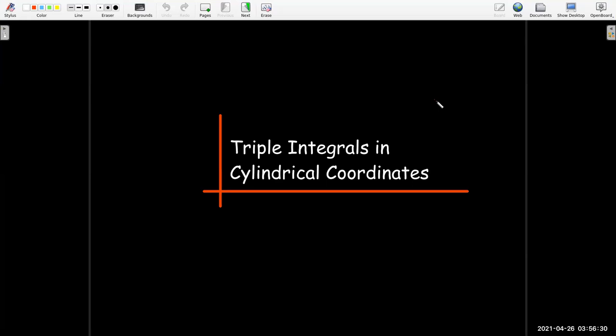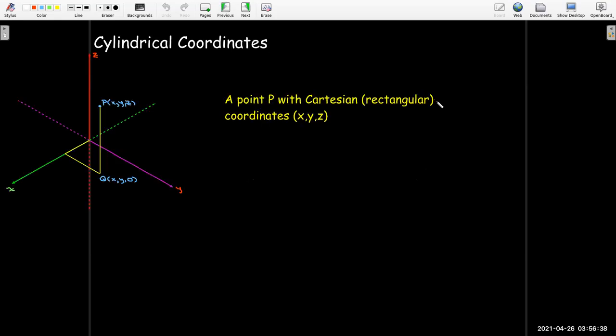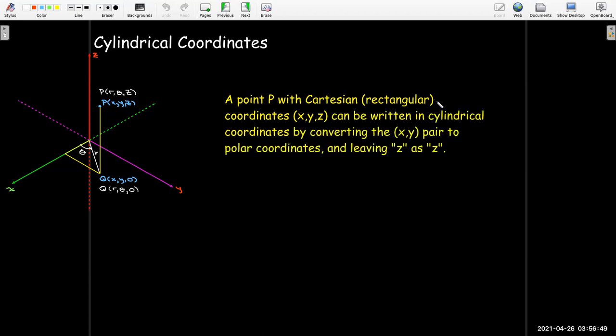In this short video, we're going to look at evaluating triple integrals using cylindrical coordinates. So cylindrical coordinates, so rather than having an x, y, and z, we're going to have three coordinates, but they're going to be r, theta, and z. So z doesn't change. It's the same as we have with rectangular coordinates or Cartesian coordinates. And the r and the theta are the same as the polar coordinates for x and y.